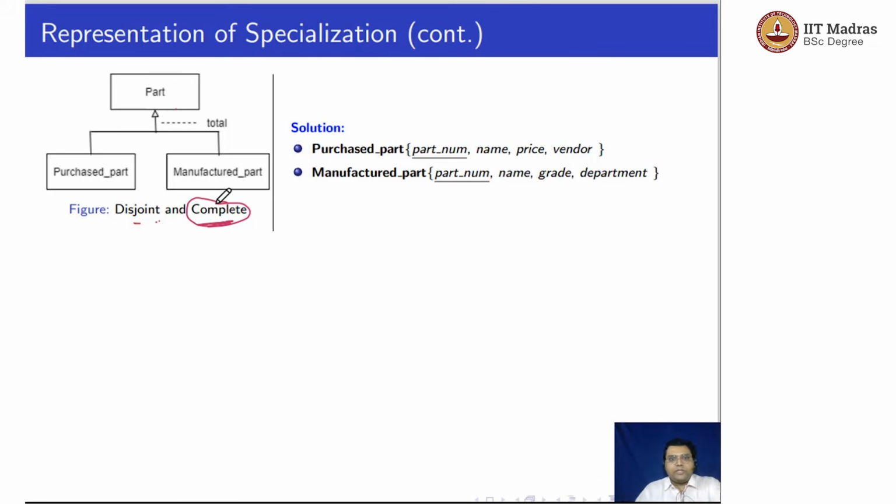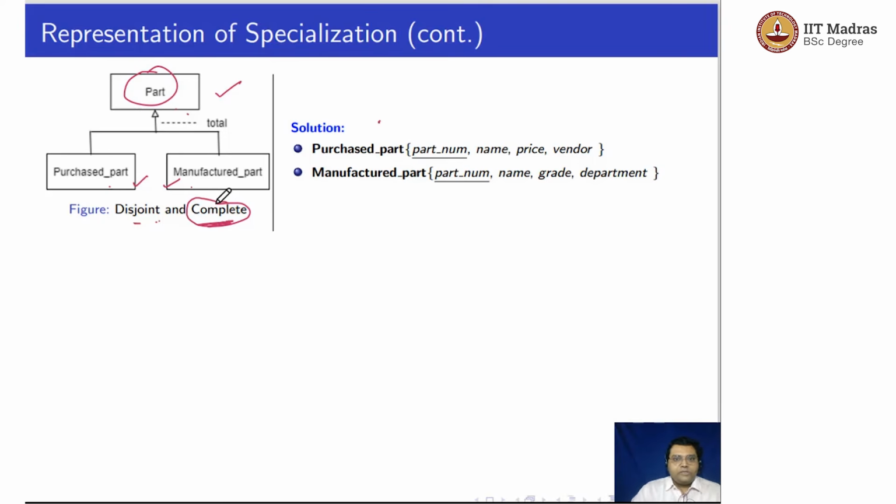That we have seen already. But complete says each of the parts has to be a purchased part or a manufactured part. They cannot be just a part, right? There cannot be any entity which will be of the part type. There has to be either of the purchase type or of the manufactured type. Now, in the case of a complete constraint, there is no point in creating a table for the parts, right? So that's why for part we are not creating any table.